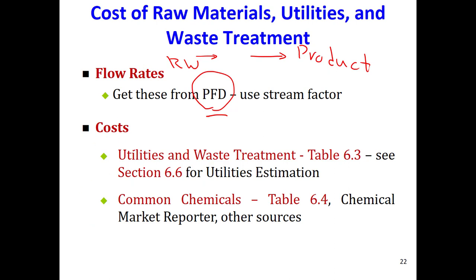So the other costs, let's say utility and waste treatment, there are tables that can provide us with this kind of cost. Each of them is a factor of the production. And also there are different tables that we can use, like common chemicals, the price of raw material that we need to buy. So there are tables that we can use and find them.